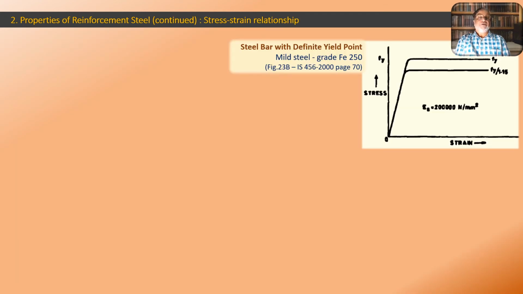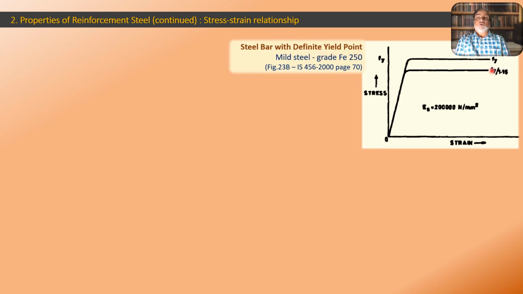So friends, in continuation with the properties of reinforcement steel, we will see the stress-strain relationship for steel. Now IS 456 has given two broad varieties of steel. One which is steel bar with definite yield point. These are mild steel or grade Fe 250 bars. Right now we have seen that table in which the first variety was mild steel or plain bars or grade Fe250 bars.